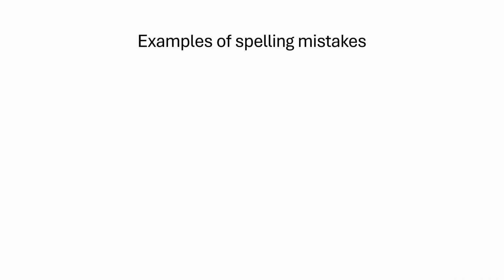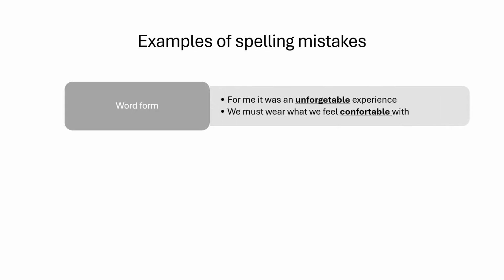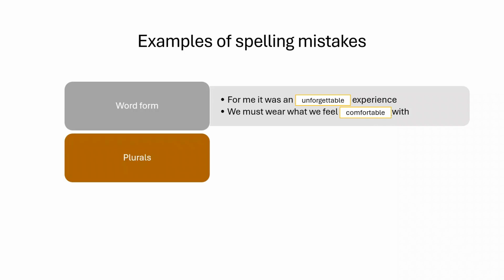Now let's take a look at some examples of the type of spelling mistakes people can make in their writing. The first example we look at here is the word form. And we have two sentences here. We have the word unforgettable in the first sentence and the spelling is incorrect. And we have the second example here where we have the word comfortable but the spelling is incorrect. So our correct spelling in these cases is unforgettable with two T's, and then obviously comfortable is spelt with an M.